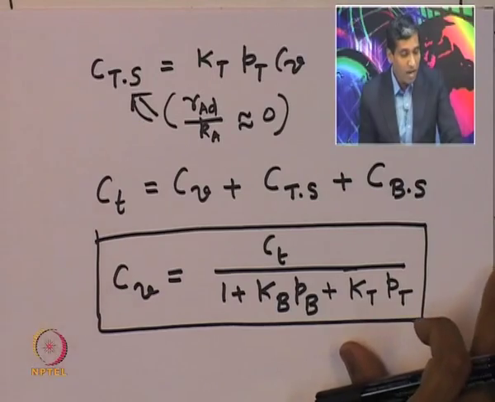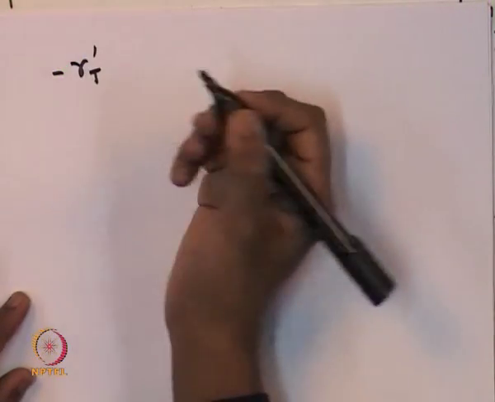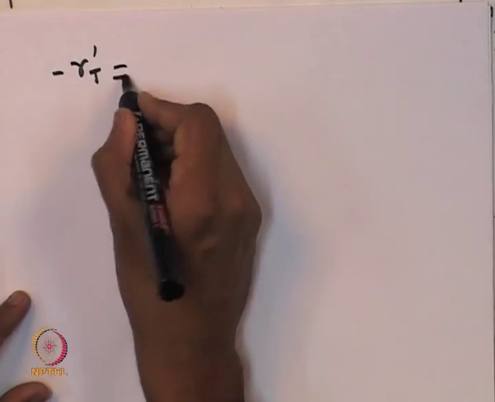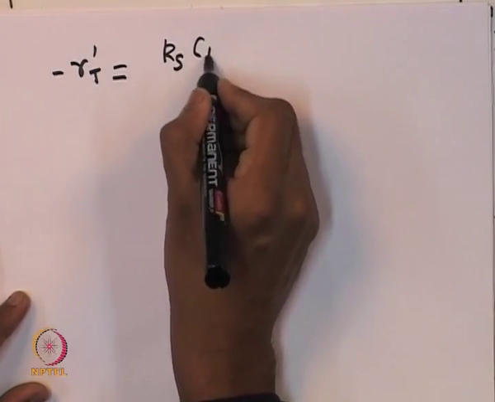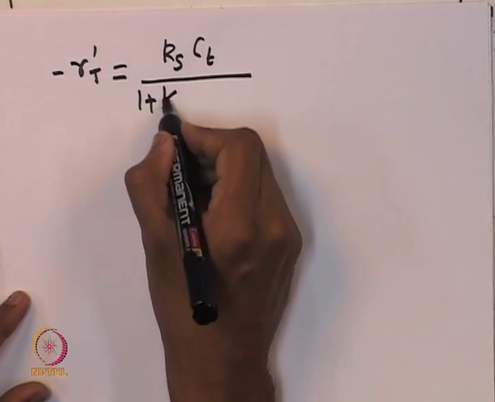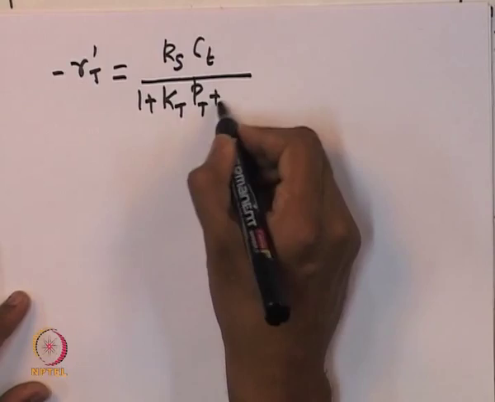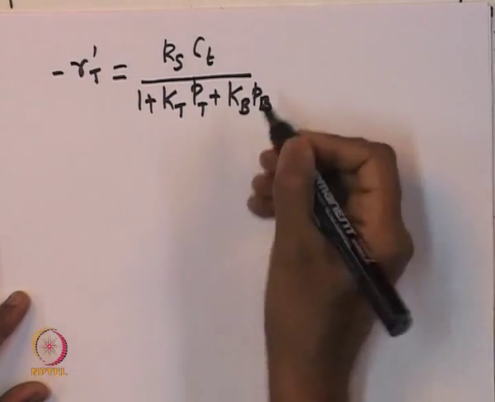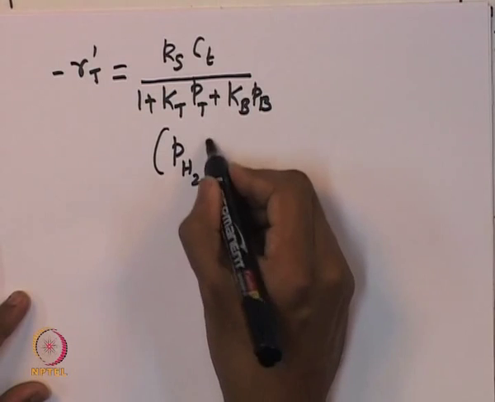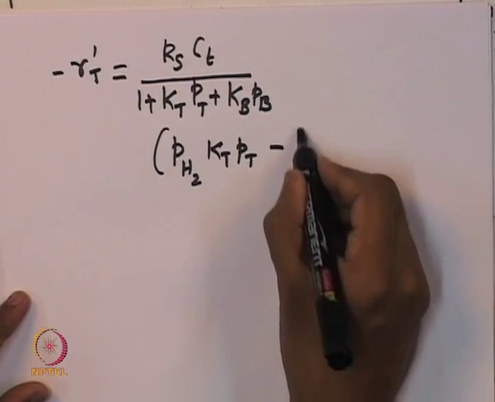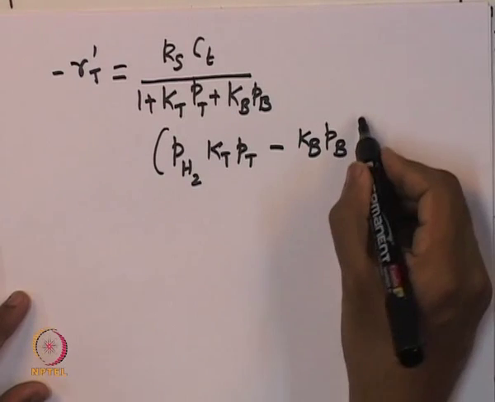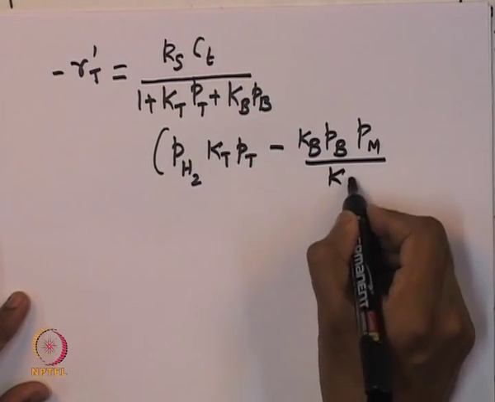quantities. Okay. So once we know the concentration of the vacant site, we can now go back and try to estimate what is the overall rate at which the heterogeneous reaction is occurring. So, because surface reaction is the limiting reaction, the reaction rate is now given by Ks into C total divided by 1 plus Kt partial pressure of toluene plus Kb Pb, multiplied by partial pressure of hydrogen Kt Pt minus Kb Pb into Pm divided by Ks.